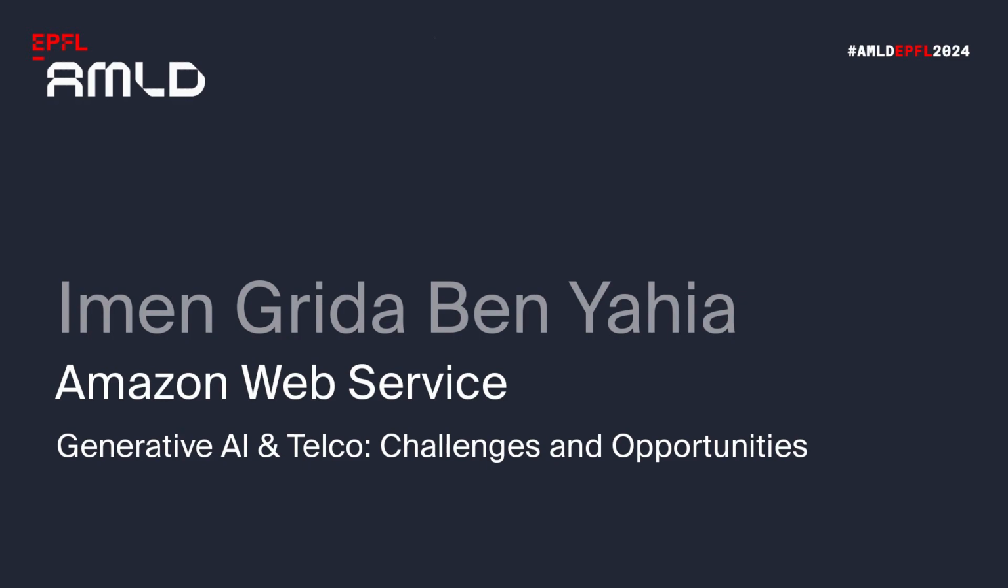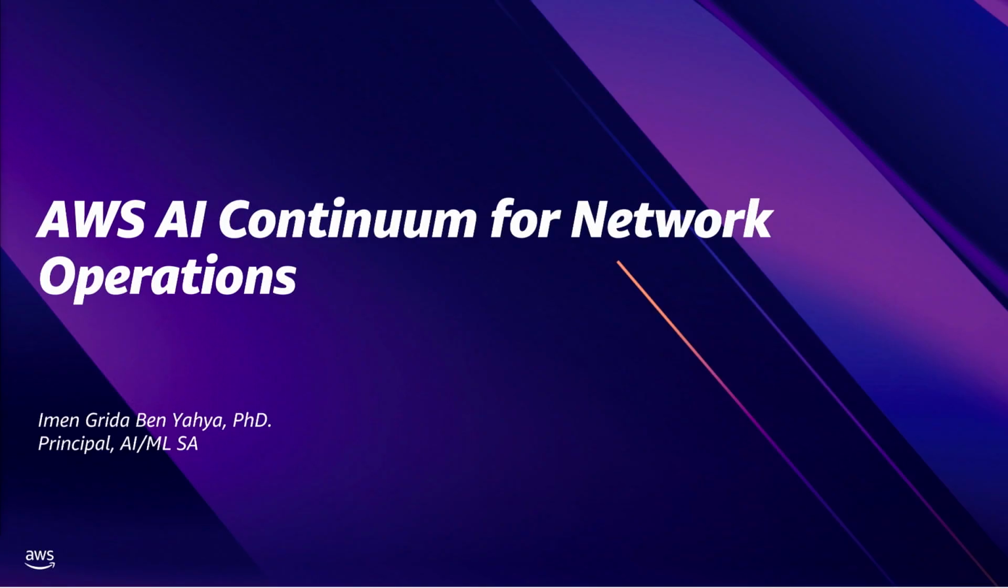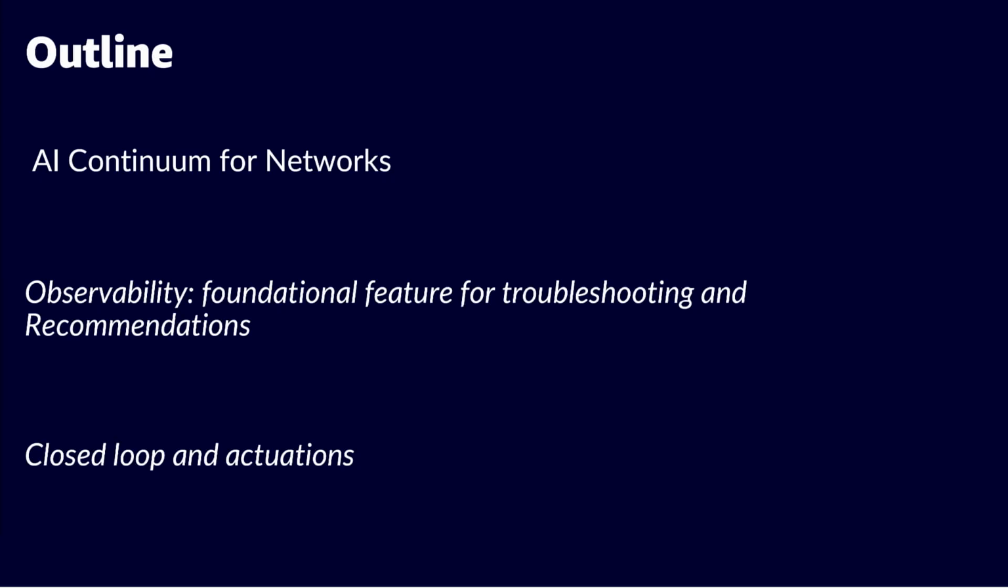So it's all about how to bring AI and Gen AI together in order to transform the network. This is what the talk is about. Basically, I will start by defining what I mean by AI continuum for the network operation in particular. And then I will be zooming into a family of use cases. It's not one use case, but a family of use cases.